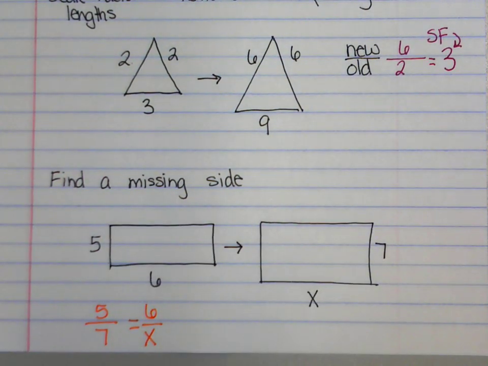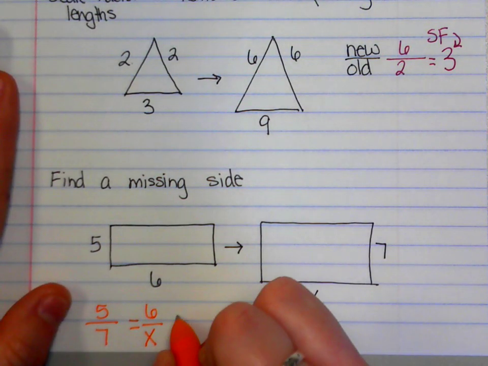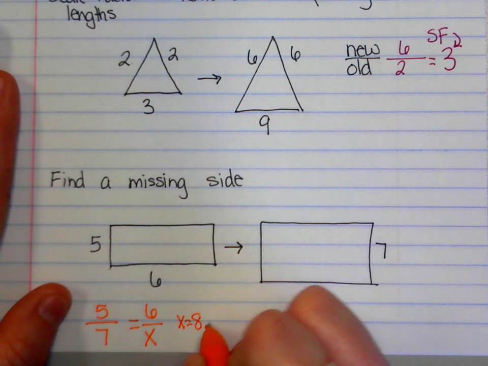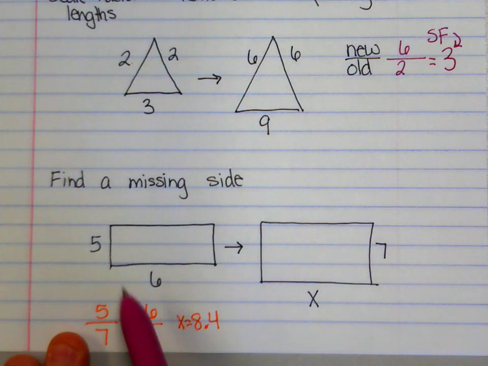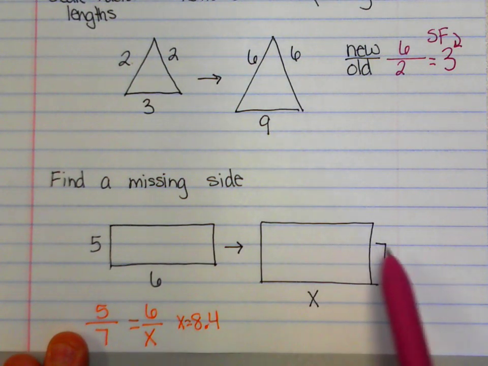At this point, you could just cross multiply and divide. When you do that, you get that x equals 8.4. There is another way to set up a proportion. This one I did small shape over big shape.